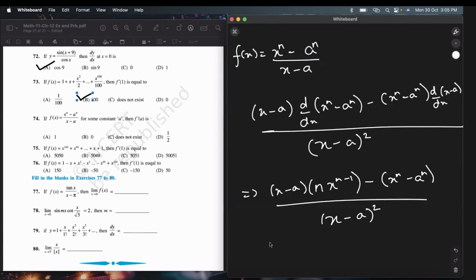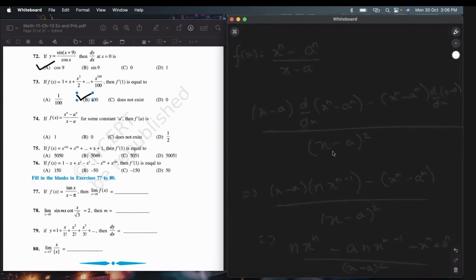Yeah, so what we can do, can we simplify it further? We can try to. So what will be there? n x^(n−1) times (x − a), so we can write this as n x^n minus a n x^(n−1) minus x^n plus a^n, divide this whole thing by (x − a) whole square. Okay, so let me write this again.